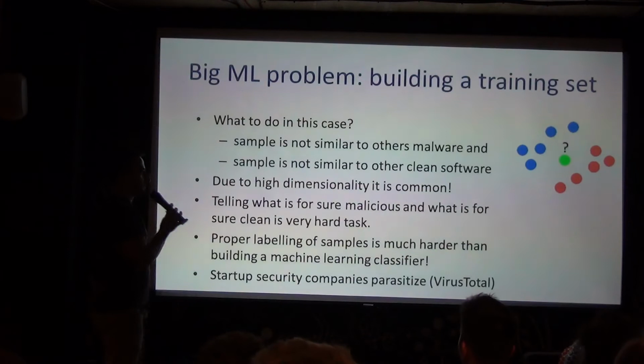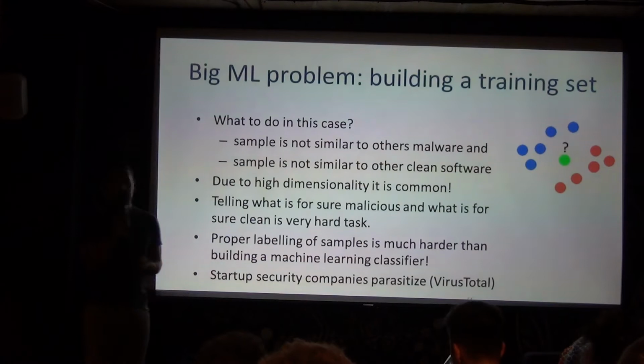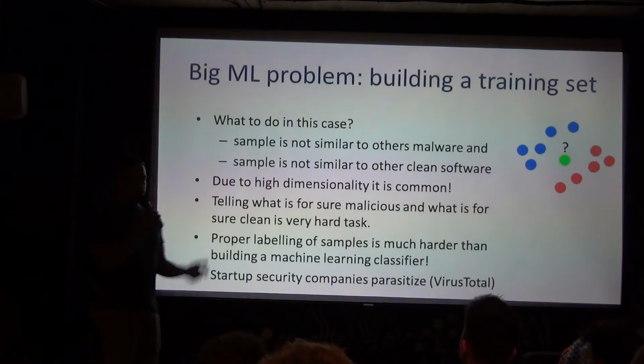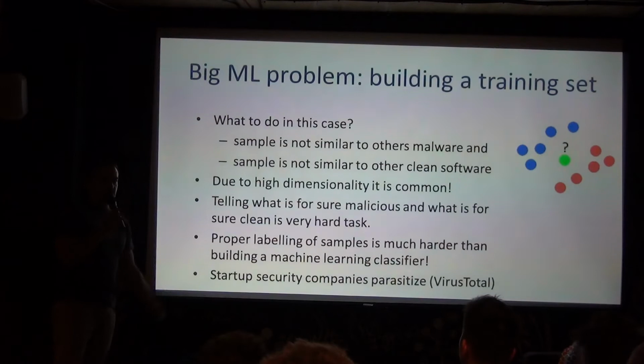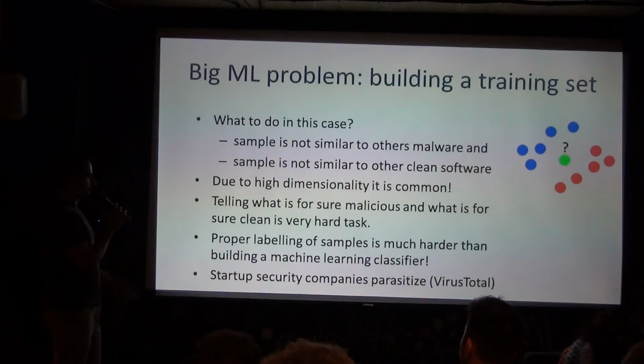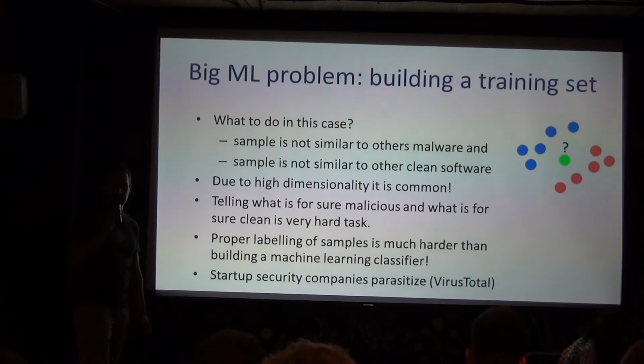Okay, a very interesting case is on the right. A sample equally dissimilar to clean and malware samples. Just a new application, never seen anywhere. And due to this high dimensionality, it's a very common situation, and somebody has to decide, because machine learning just cannot say with high confidence whether it is malicious or not. And that's why we have the whole team, what we call the virus lab, of malware analysts that analyze these kinds of samples, where machine learning just cannot decide.